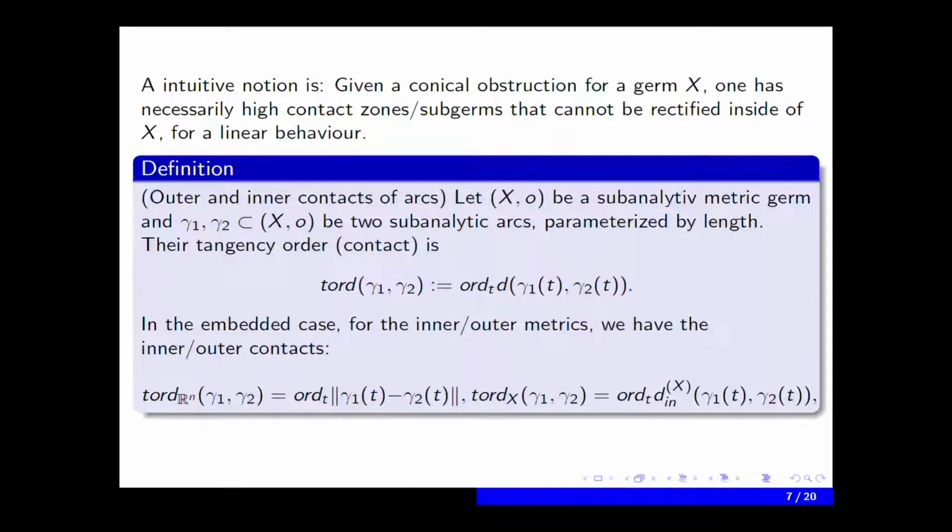And so this definition has two arcs, analytic arcs, which can be uniformly parametrized. You can define the tangent order or contact given by the order of the distance between these arcs. In this case, you can take the outer distance, the ambient one, or the distance given by geodesics. The good point here is that if you have a germ with analytic structure, this number is well defined because you can take Puiseux expansions of these functions. You can extract the number that measures exactly this contact.